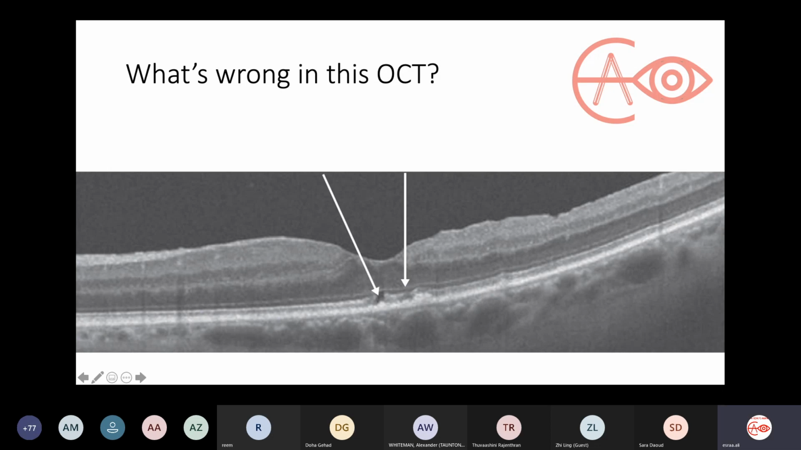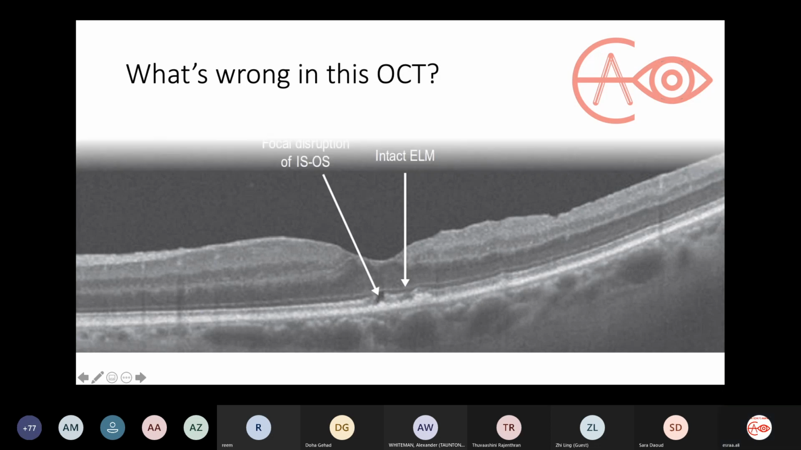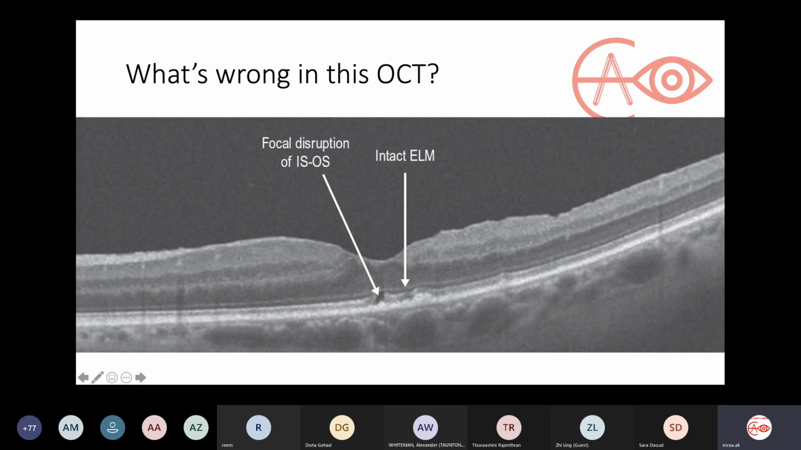Very good answer. Whenever you're faced with an OCT image, just remember your layers, walk on the side. This is my RPE going on. The RPE is fine, but the layers above it, oh, we have a missing area over here. This is my inner segment, outer segment junction. So we have a focal disruption of the inner segment, outer segment junction, but we have an intact external limiting membrane. Usually it can be seen in solar maculopathy.